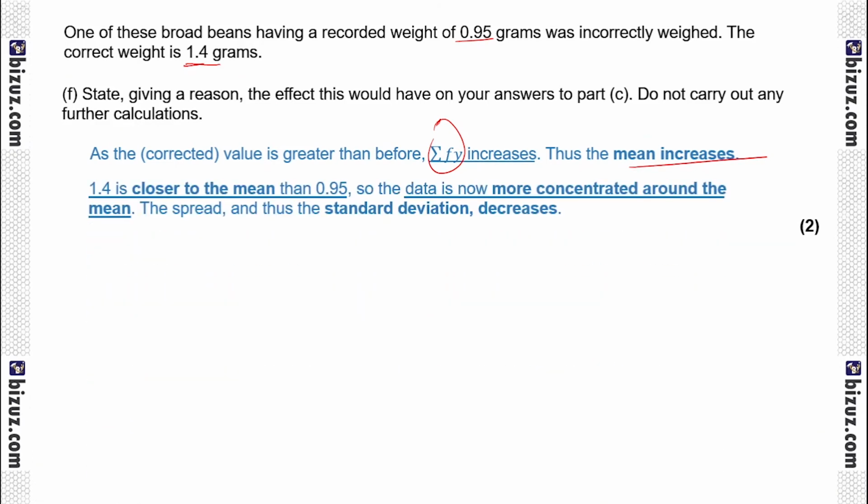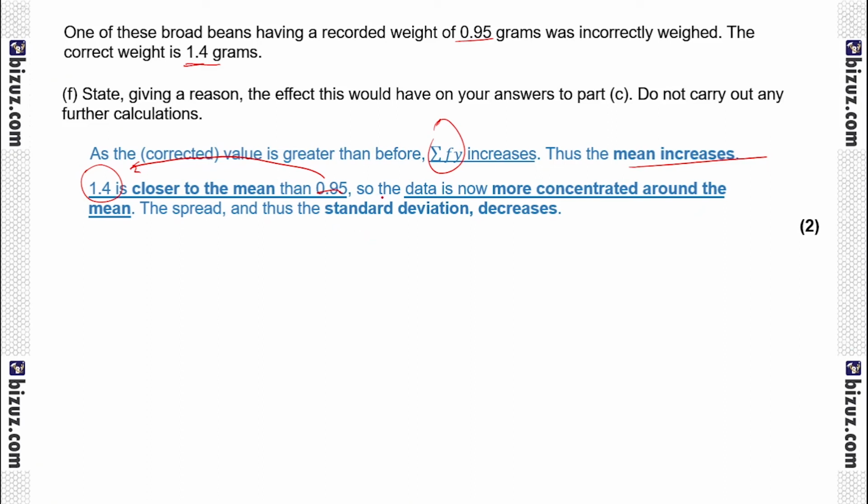All right. Also, what about the standard deviation? Well, 1.4 is actually closer to the mean than 0.95. The mean, as we saw before, was 1.4125, so 1.4 is definitely closer to that than 0.95. So this was our old value, but it was changed to this. Now the changed value is closer to the mean than it previously was. Values being closer, or more concentrated, in the region of the mean means that your spread is low.